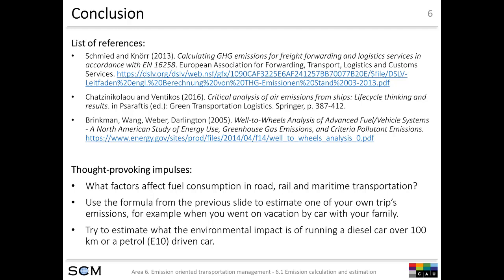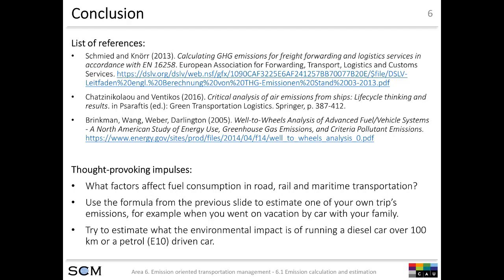For example, what do you think? What factors actually affect fuel consumption in road, rail, and maritime transportation? Are these transport modes identical or do they differ in one or the other aspect? Or use the formula from the previous slide to estimate one of your own trip's emissions. For example, when you went on a vacation by car with your family.